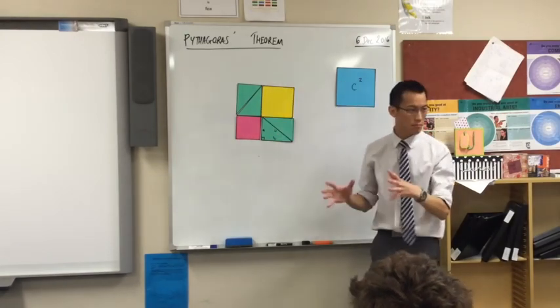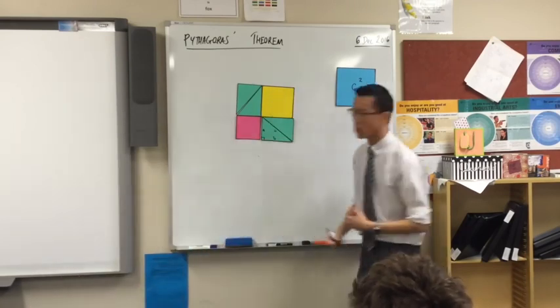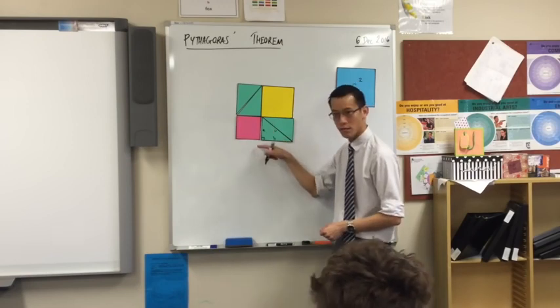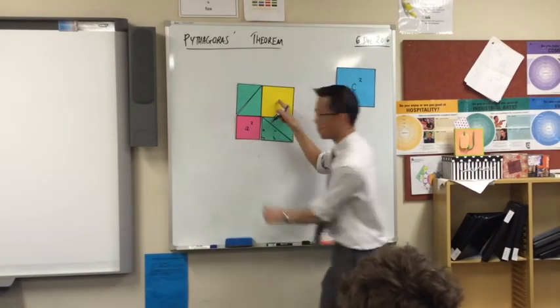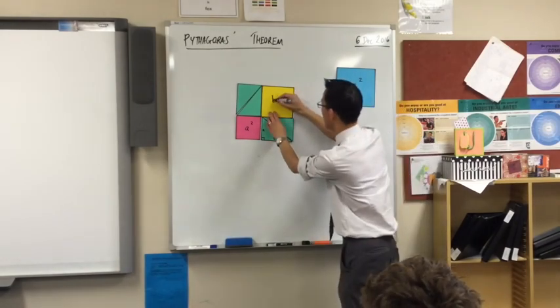You see that? You with me? Okay. Now, what are the areas of these 2 squares? Well, let's do the first one first. It's A times A, which makes it A squared. Right? How about this one over here? Yeah, B times B, so it's B squared.